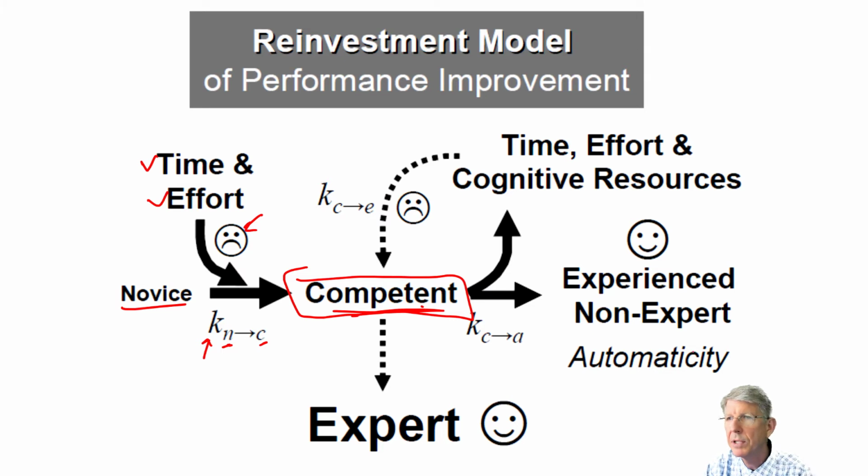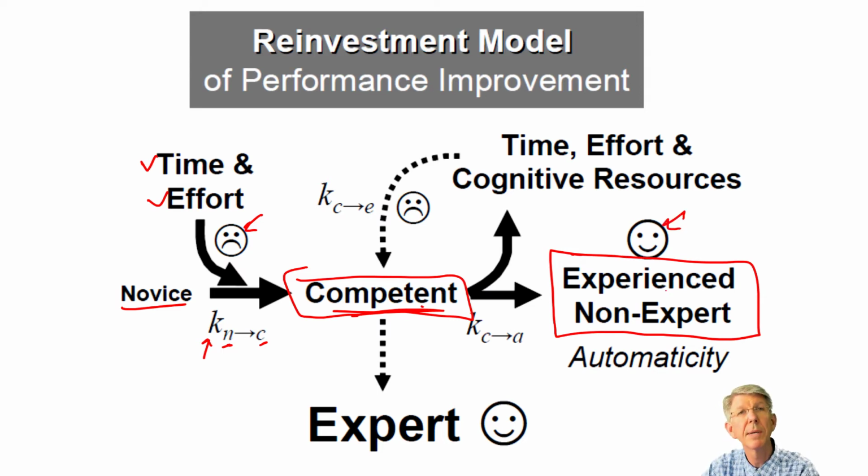Now, most people, once they've reached competence, will do things repeatedly again and again and again, and at that point they've reached the magical person known as the experienced non-expert. You notice this person is smiling because it's coming easily to them. They've automated their activities to the point where it's not so hard anymore. That's the process called automaticity.